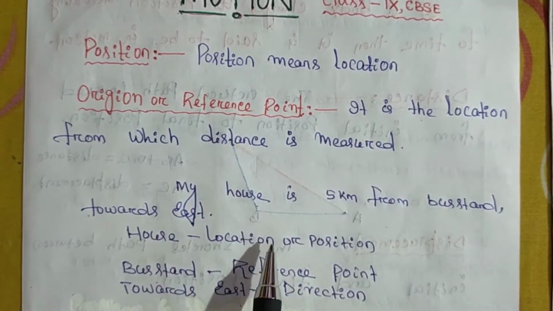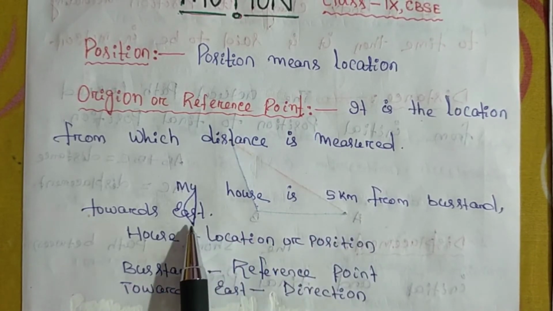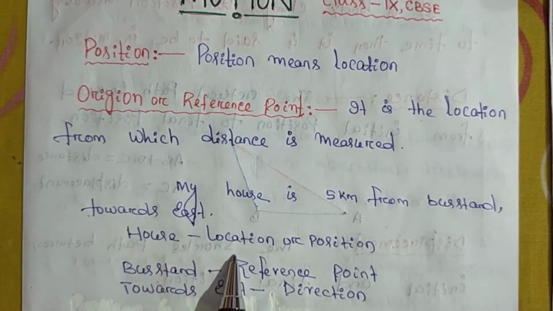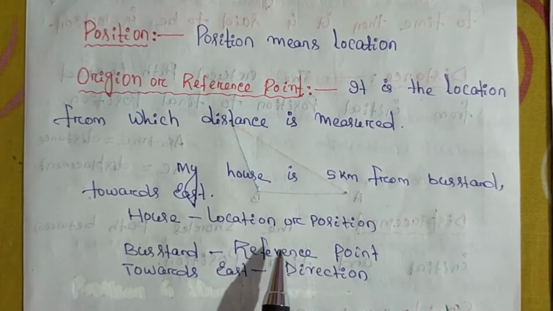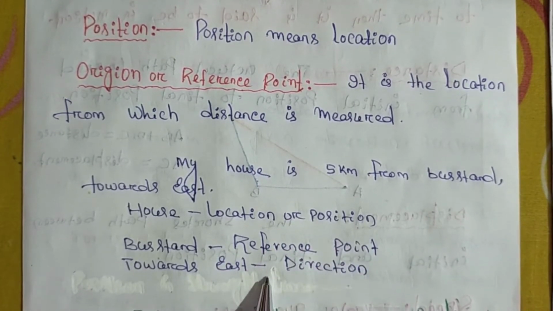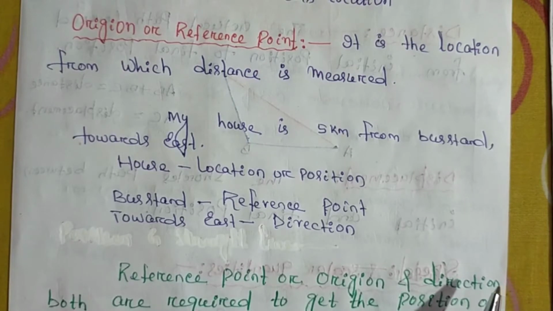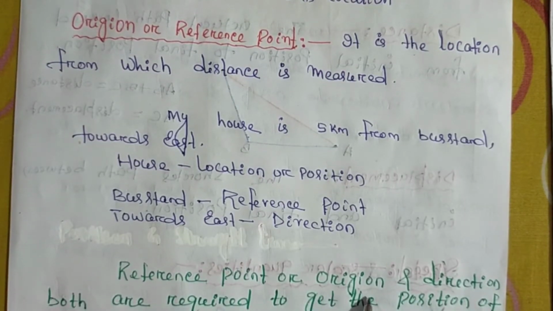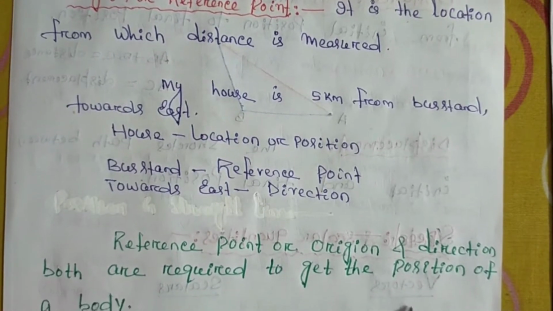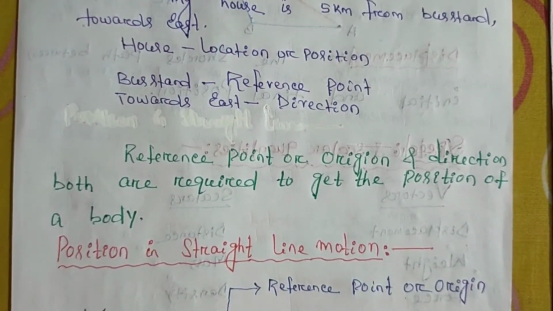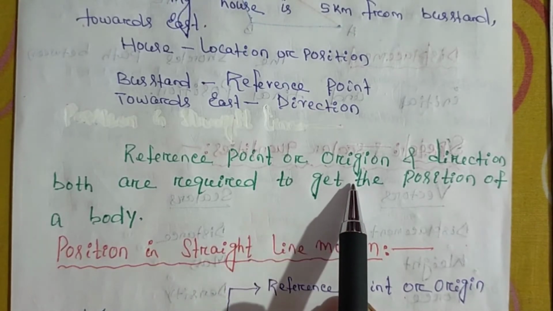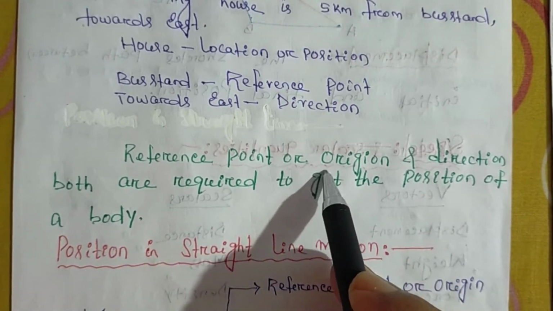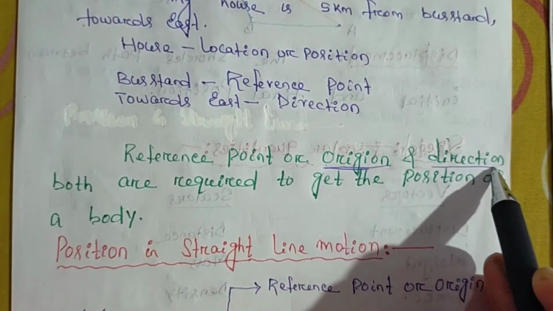My house is 5 km from the bus stand towards east. Here direction is present. House location or position. The bus stand is the reference point or the origin. From the bus stand my house is 5 km, towards east, direction is there. So reference point or origin and direction both are required to get the position of a body. To locate the position of a body, we have to stress on two things, that is the origin or the reference point and direction.